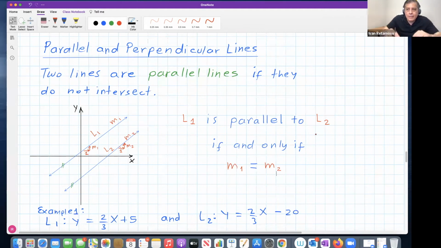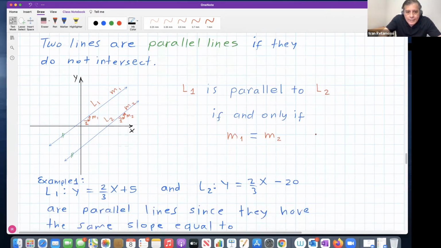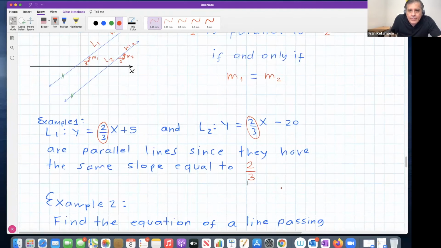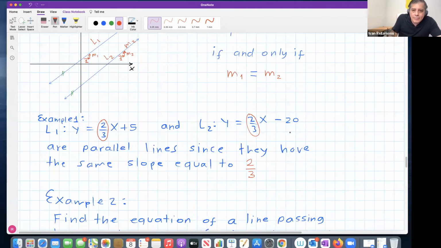All right, so now let's see some examples. Here, example 1 says, L1 determined by this equation, y equals 2/3 of x plus 5, and L2 determined by this equation, y equals 2/3 of x minus 20, are parallel lines since they have the same slope, equal to 2/3, right? So these two guys are parallel.